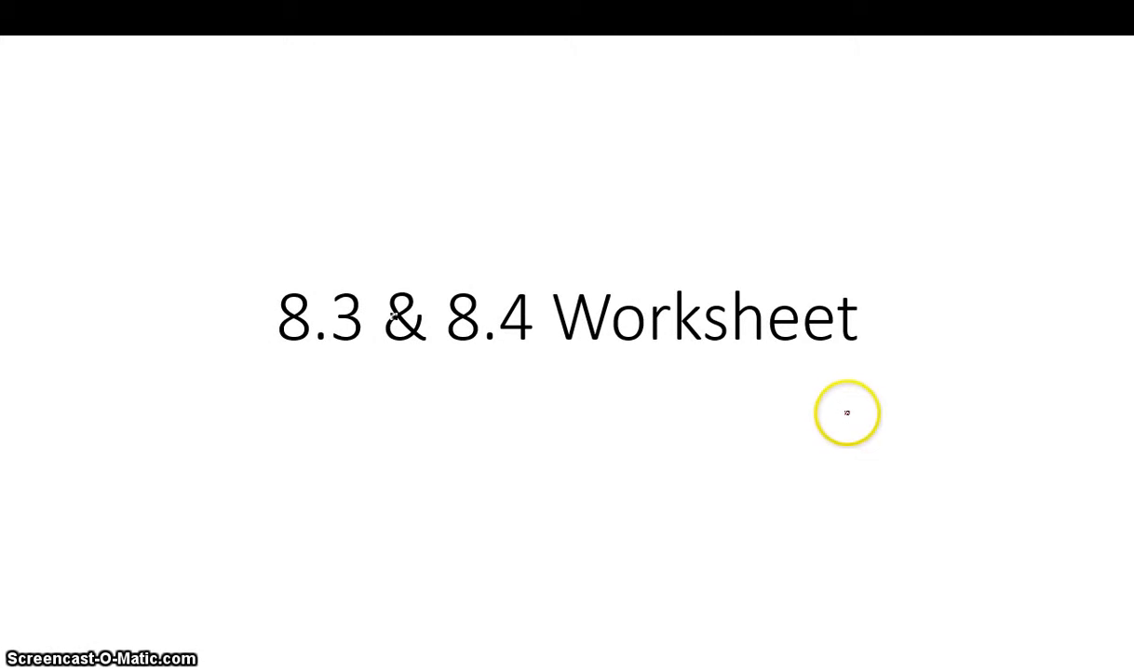Okay, no warm up today, but we are going to go over the remaining problems that you were supposed to do to finish up on your sections 8.3 and 8.4 worksheet, because you're going to take a quiz over the 8.4 part on telling whether or not parallelograms are rectangles, rhombuses, squares, or neither, or none of those.